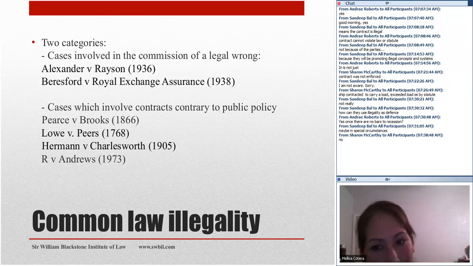But then the House of Lords said that a man is not to be allowed to have recourse to a court of justice to claim a benefit from his crime, whether under a contract or a gift. Here, the House of Lords decided that suicide was a crime. The contract could not be enforced by the estate of the deceased.